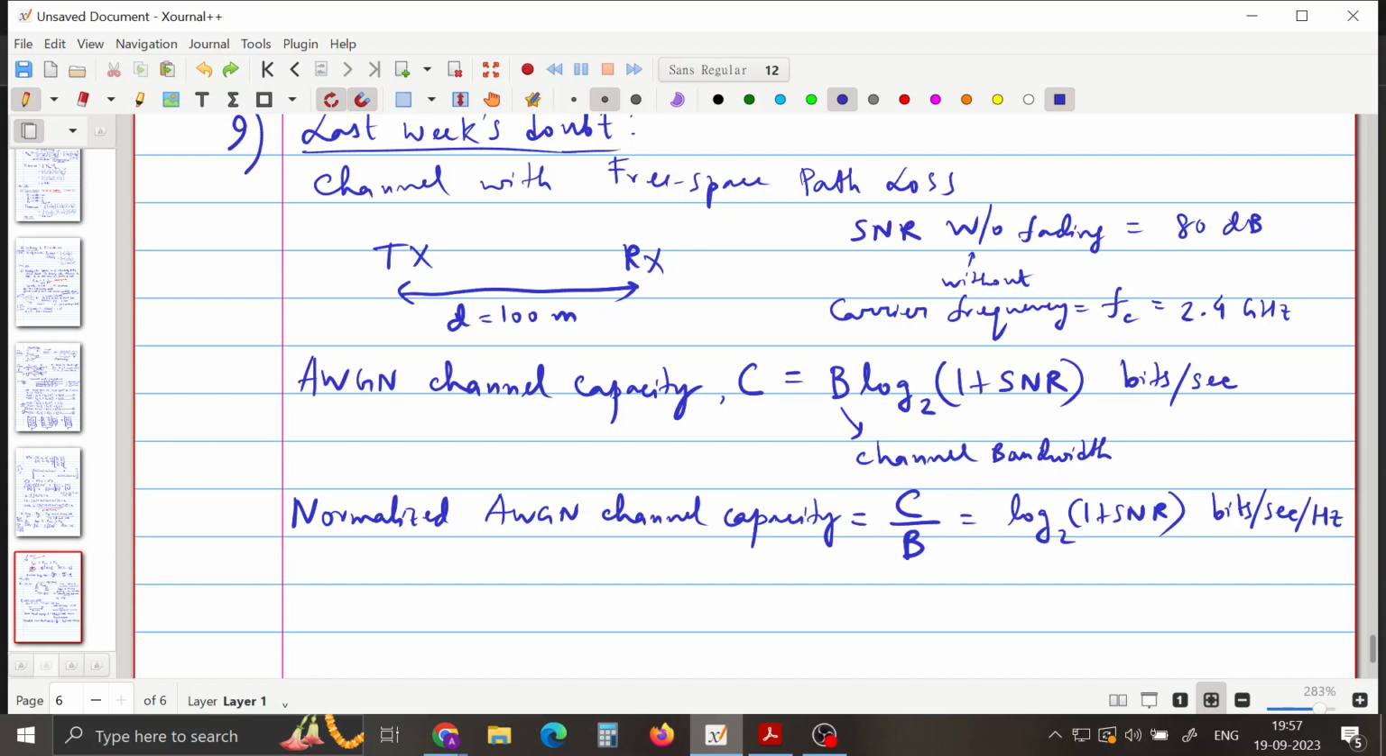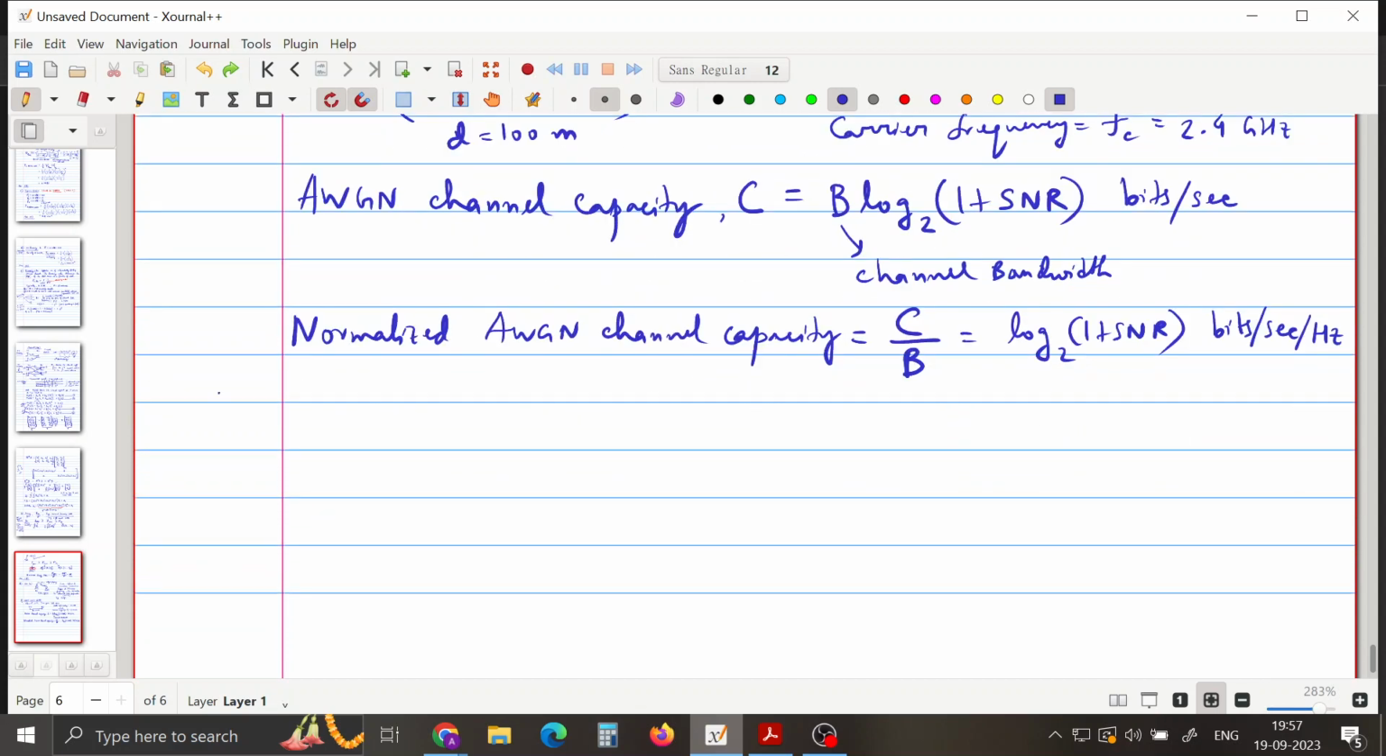You are given in the question that the SNR without fading, when there is no path loss, is equal to 80 dB. Fine. Now if you encounter path loss, there will be a reduction in the SNR, obviously. So you have to find that reduced SNR. And what is the cause of the reduction of SNR? Due to the path loss. So effectively you have to subtract the path loss from the SNR without fading. So that's what happens in your free space propagation model, right?